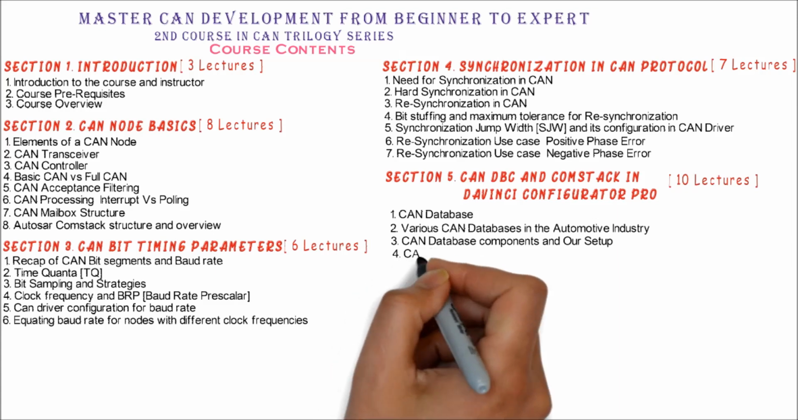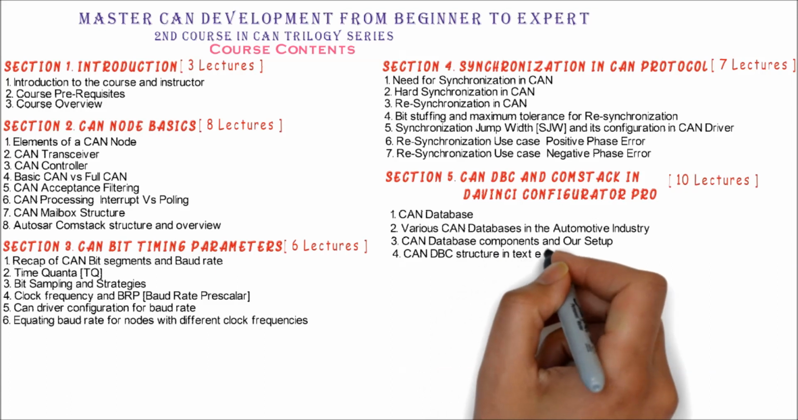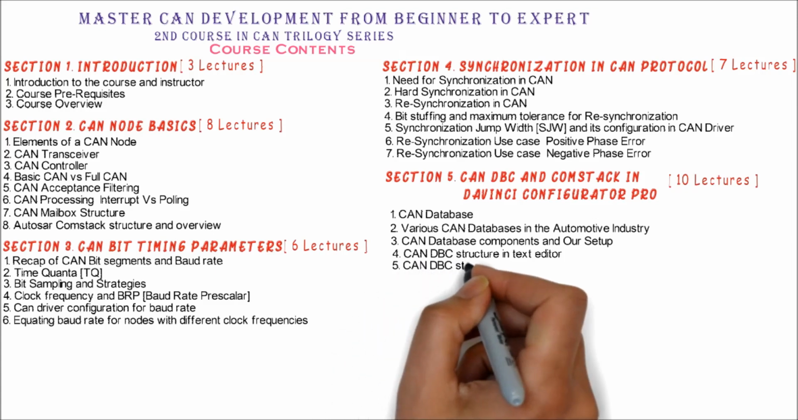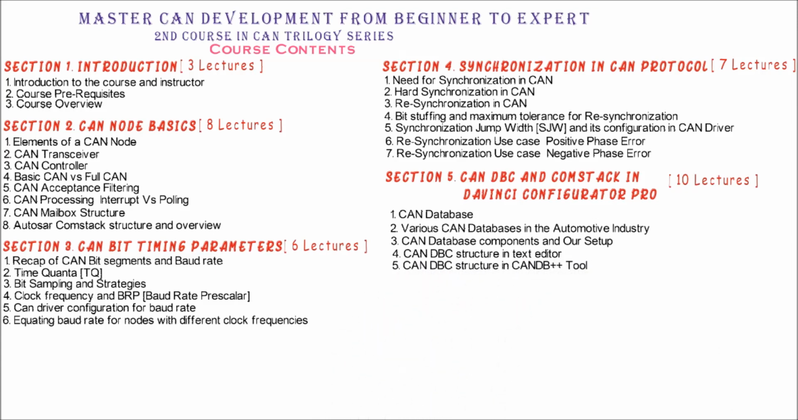The fourth lecture is the CAN DBC structure as seen in a text editor. Here we understand the DBC file structure as viewed in any text editor. The example which we have taken is Notepad++. The fifth lecture is CAN DBC structure in a CANdb++ tool. Here we learn about the DBC structure using the CANdb++ tool. In this lecture, we also guide you on how to install the CANdb++ tool free version and how to open the DBC in that and view it.